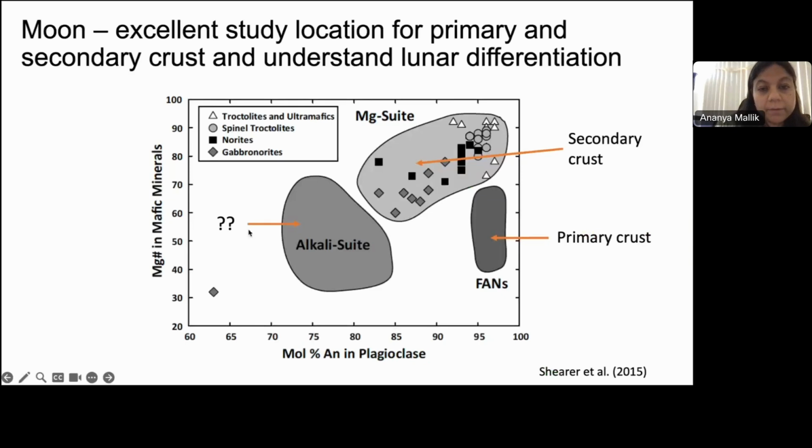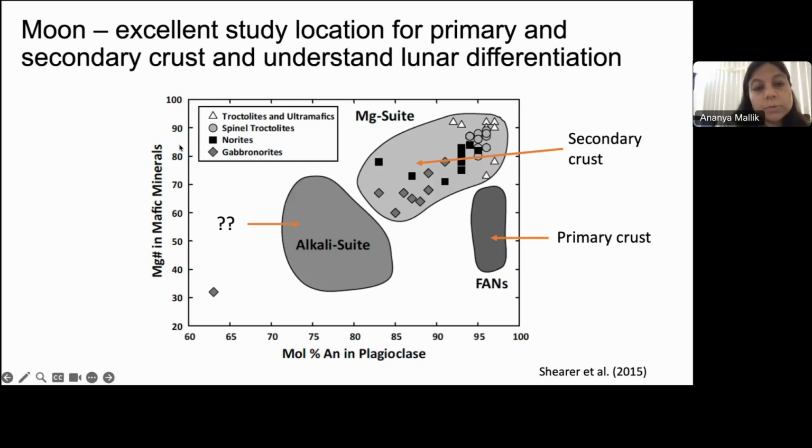And so this is a figure from one of Chip's papers that came out in 2015, where we see the mole percentage of anorthite in plagioclase on the x-axis and the Mg number in the different mafic minerals on the y-axis. And then these different fields show the different kinds of crustal lithologies, of which this dark gray one consists of the ferroan anorthosites, which we think are the primary crust. Then we have these light gray ones, which are at high anorthite content in plagioclase, as well as high Mg number in mafic minerals. And these form the secondary crustal lithologies, especially the Mg suites that are plotted here.